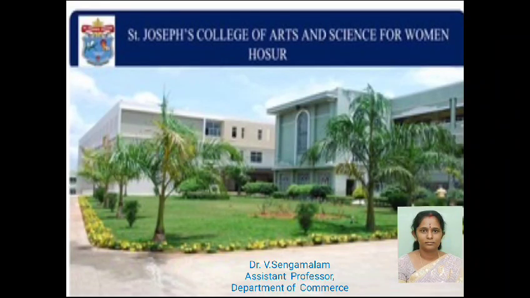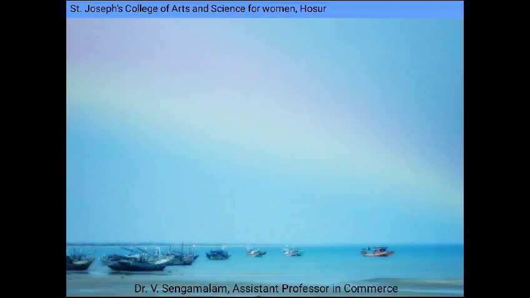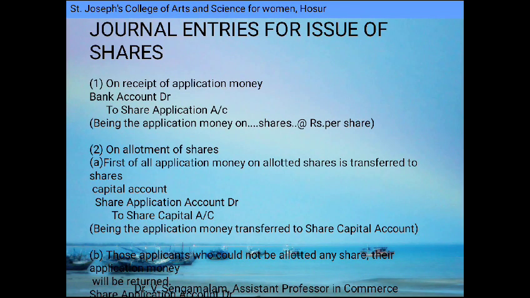Hi everyone, today we're going to see about journal entries for issue of shares. Journal entries for issue of shares and receipt of application money: bank account debit to share application, and transfer of application money to share capital: share application account debit to share capital.